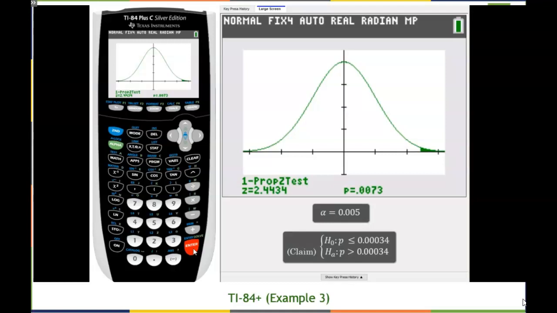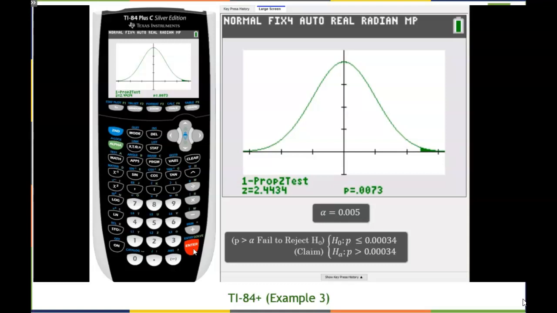Our p-value is 0.0073. Comparing that to our alpha of 0.005, we can see that our p-value is greater than our alpha value. And if our p-value is greater than our alpha, then we can't reject H0. P is greater than alpha, we fail to reject H0. And because we failed to reject H0, that means H0 is good.